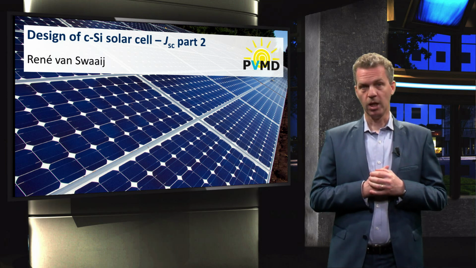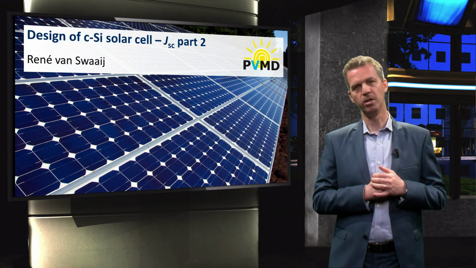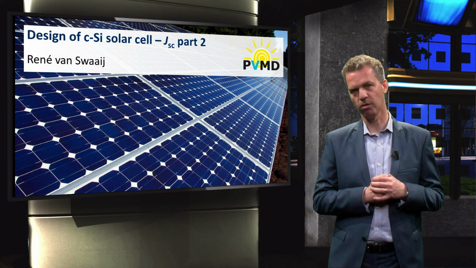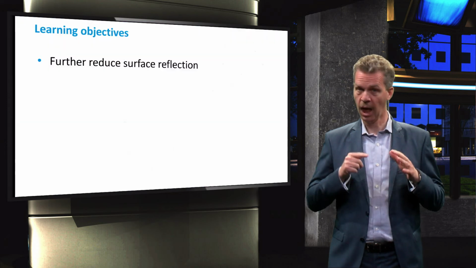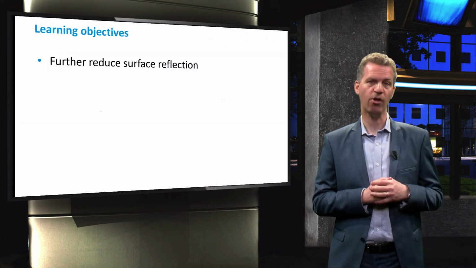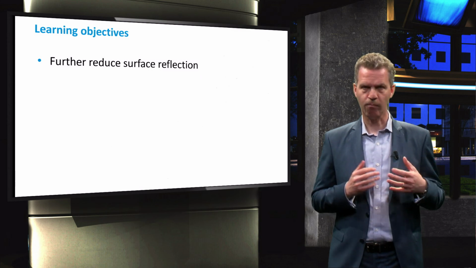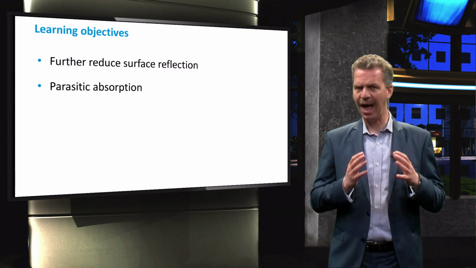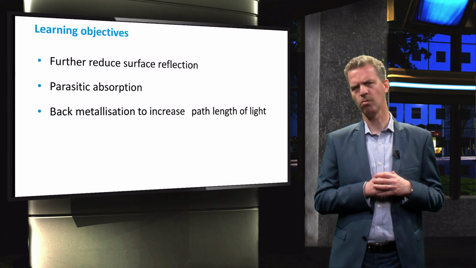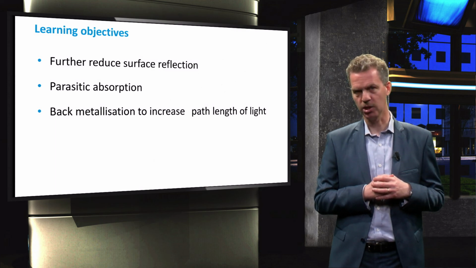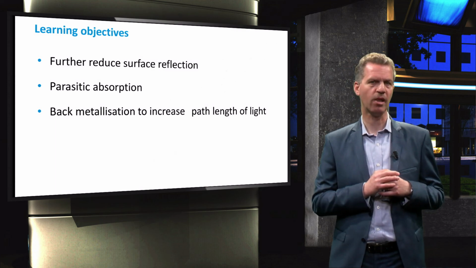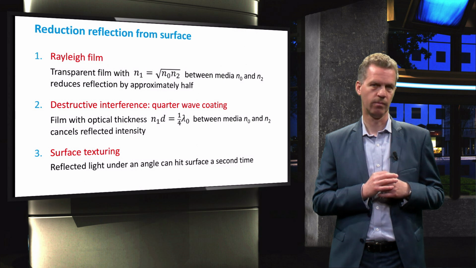In the previous video we have discussed two methods to reduce reflection of light at the front surface of a crystalline silicon solar cell. In this video we will show the third method to reduce reflection losses. We will look at the effect of parasitic absorption losses, and we will demonstrate an important role of the back metallization, namely to increase the path length of light in the device.